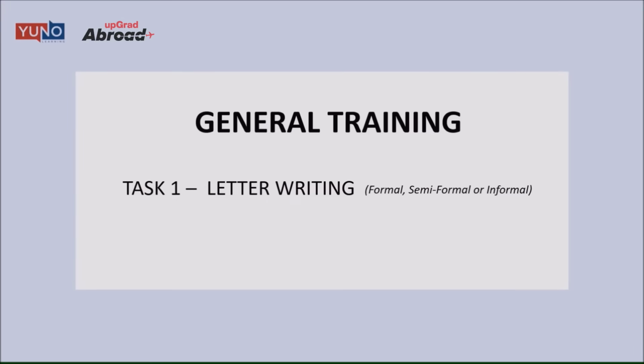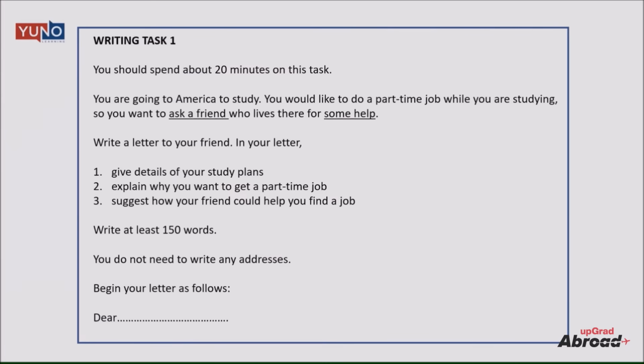For a general training candidate, Task 1 is letter writing. The letter may be formal, semi-formal or informal in style. Take a look at the sample Task 1. This sample Task 1 question is an informal letter. As you can see, it is a letter to a friend in which you are asking for some sort of help. In this cue card, there are 3 bullet points which you need to include in this letter. All letter writing questions follow the same pattern.